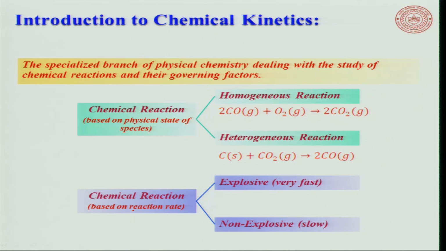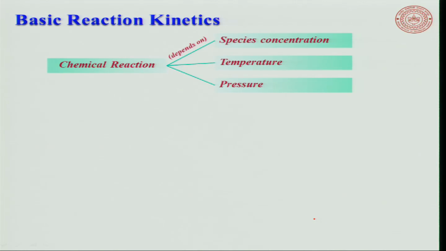So, chemical reactions can be divided into 2 categories based on the fastness of the reaction. One is explosive, which is very fast as compared to the non-explosive reaction, which is slow. We call the slow one a deflagration, whereas the explosive reaction we call a detonation. We will be discussing this a little later on. And then chemical reaction depends on the species concentration, temperature and pressure, right. We have seen this already from the equilibrium point of view, but for the reaction rate we will see a little later that it depends on these.